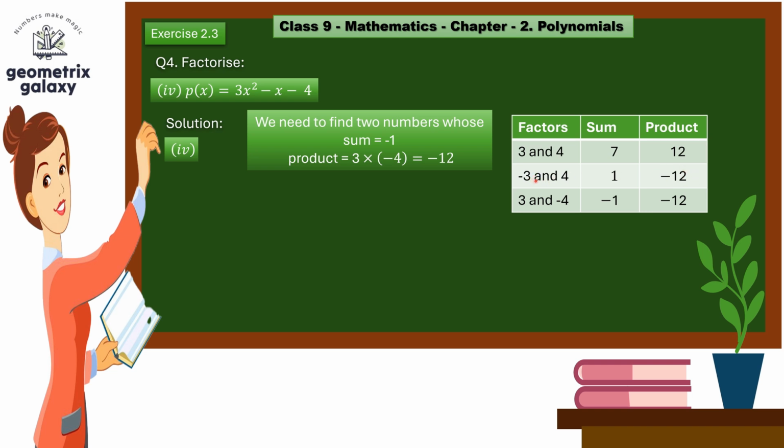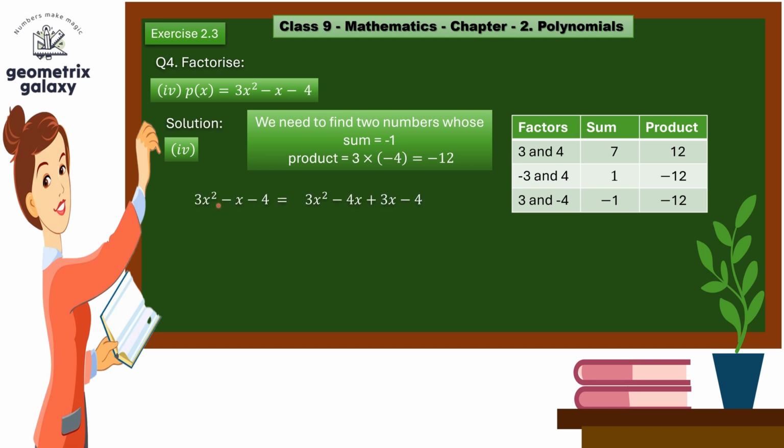Now we should decide which factor should be negative and which factor should be positive. If we take minus 4 as negative and 3 as positive, we will get the sum of plus 3 and minus 4 as minus 1. Instead, if we take 3 as negative and 4 as positive, then we will get the sum as plus 1. So accordingly we have to choose which factor should be negative.